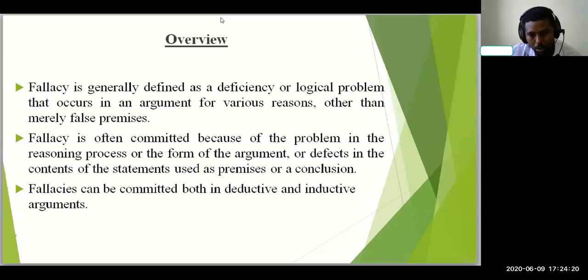We will look at those reasons while we are looking at the typologies of fallacies. The different typologies of fallacies will tell us those reasons why fallacy is committed. So fallacy can be committed both in deductive and inductive arguments.